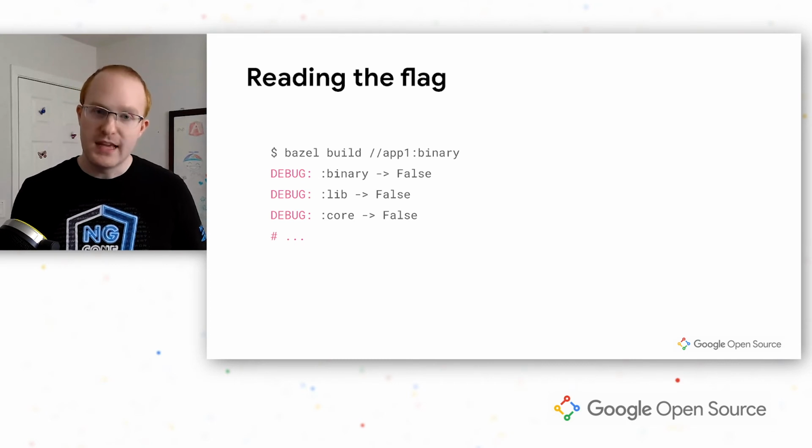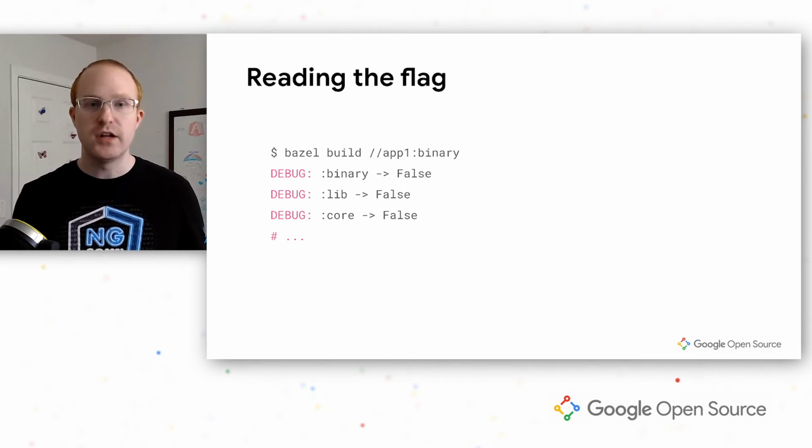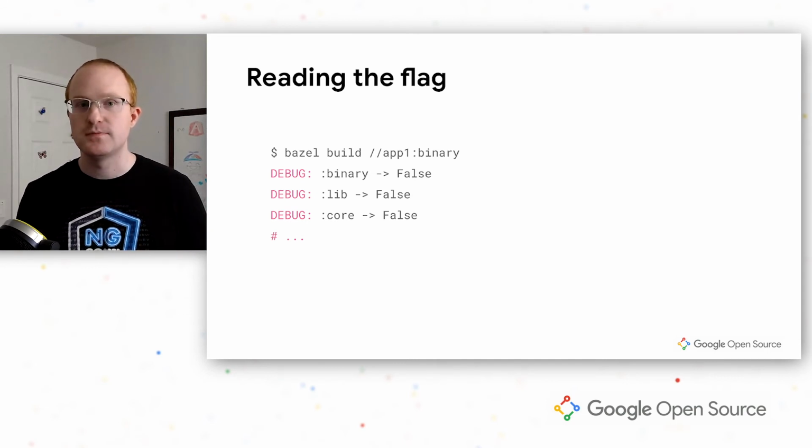Finally, when I build any ngModule rule, this code will execute and it will print out the flag. For now, building app1 binary shows that it and all of its transitive dependencies are built with Ivy set to false. So we successfully read the default value of this flag. Now we need to set it via a transition.